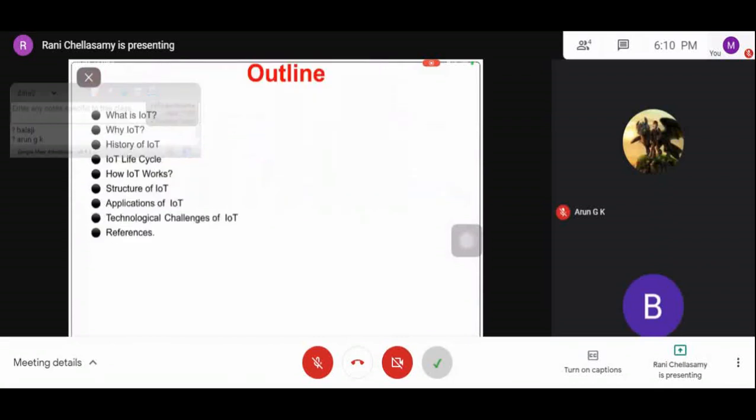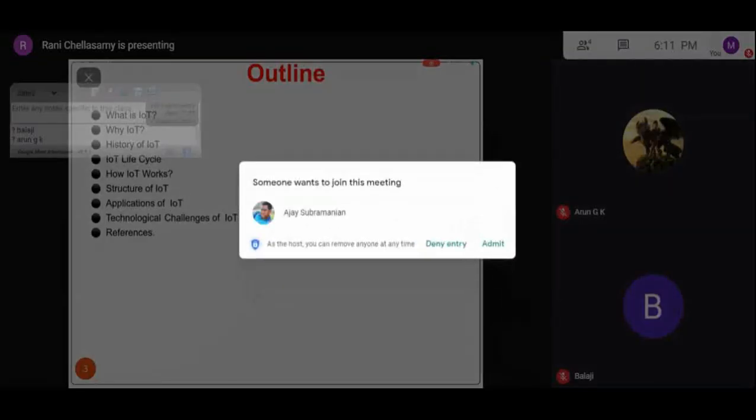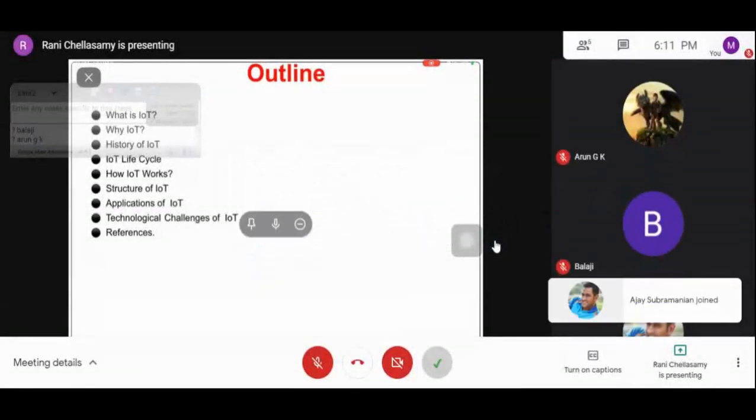First, we'll see what is meant by IoT, that is Internet of Things, and why we need IoT. So, what is the need for IoT? Let's begin with the history of when the IoT emerged into the picture. And we'll be seeing the IoT life cycle, how the IoT works, and the structure of the IoT, and we'll be seeing the applications of IoT. There are so many applications in the real world, and some of the applications will be listed in this session. And we'll be seeing the technological challenges of IoT. So with this, we'll wind up the session.